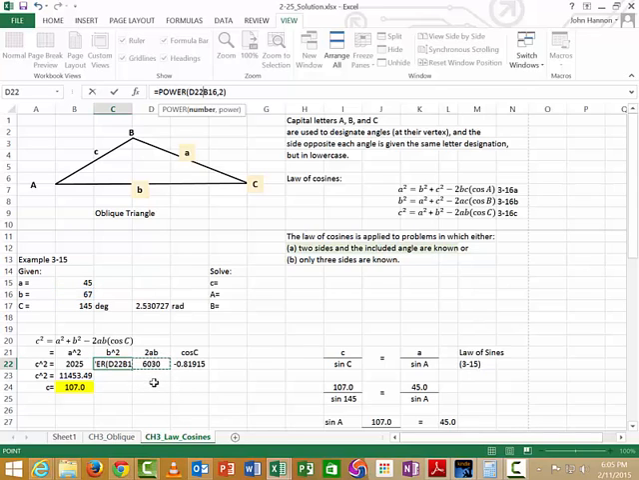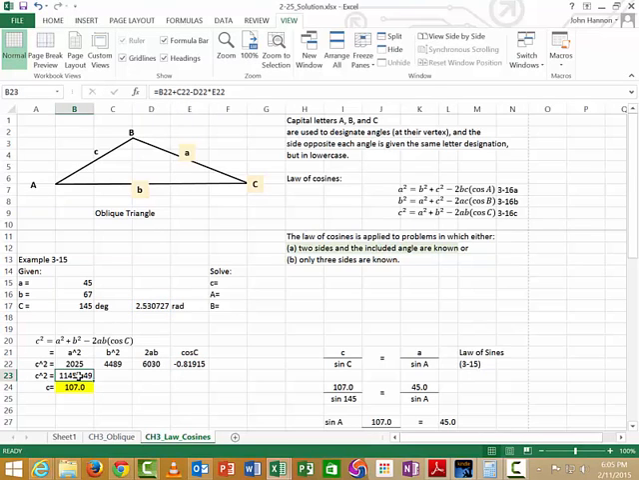So I got those two squares by using the power formula. And then 2 times AB. I made a formula that multiplied 2 times A times B. And then the cosine of C, which is known. I had to change that to radians, and so I took the cosine in that cell with the cosine function of Excel.